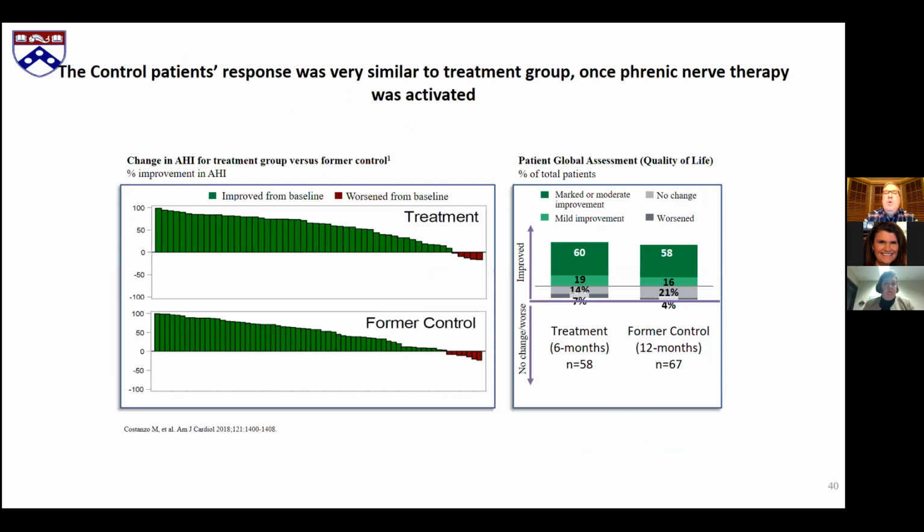If we look at what happened between the treatment and the former control group, so the group that had the device turned off for the first 6 months, and then we turned it on and followed them, they looked exactly like the patients that had the device turned on right up front. So that was very validating in terms of the efficacy of the device. And then again, they had very similar improvement in quality of life.